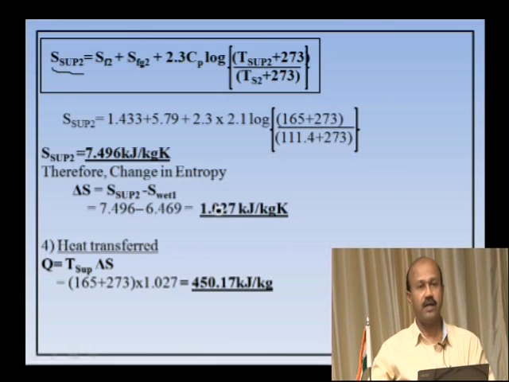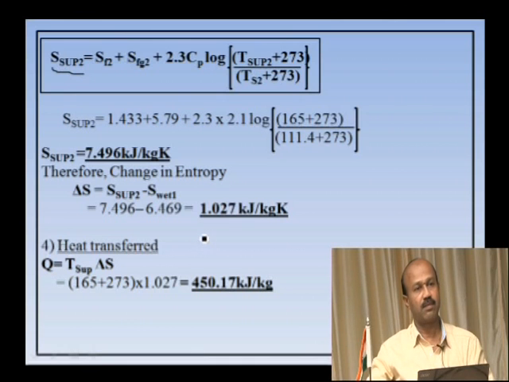Therefore, the change in entropy delta S is S2 minus S wet 1, final entropy minus initial entropy, which is around 1.027 kilojoules per kg Kelvin. So, this is the change in entropy.